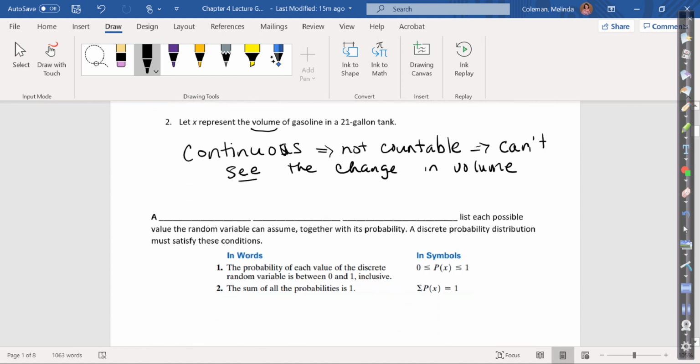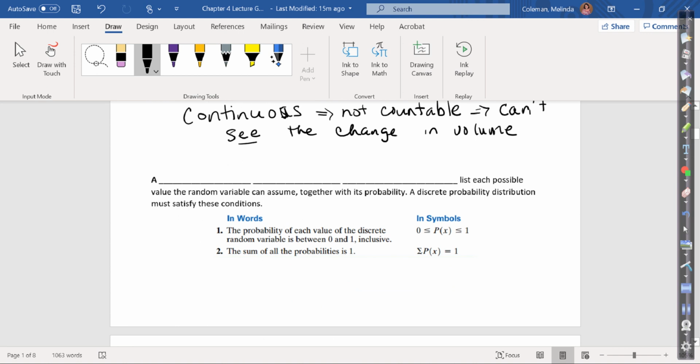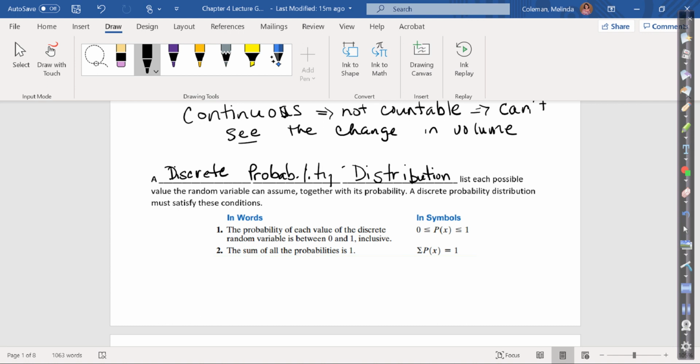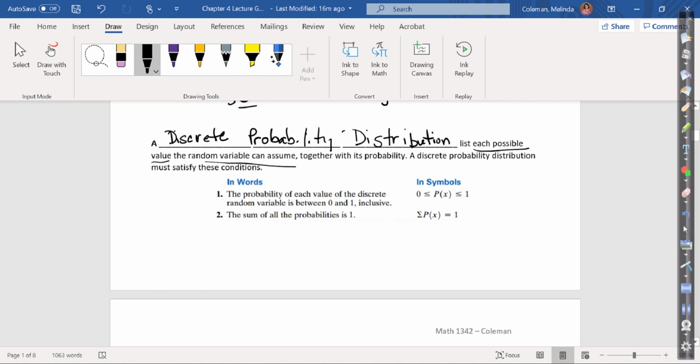So from there, then, we're going to be looking at a discrete probability distribution. So we're going to look at just discrete probability for now. These now are distributions, so we're going to look at it in a little broader term. This now is a list of each possible value the random variable can be assigned, together with the probability. So we're looking at some options and their probability.